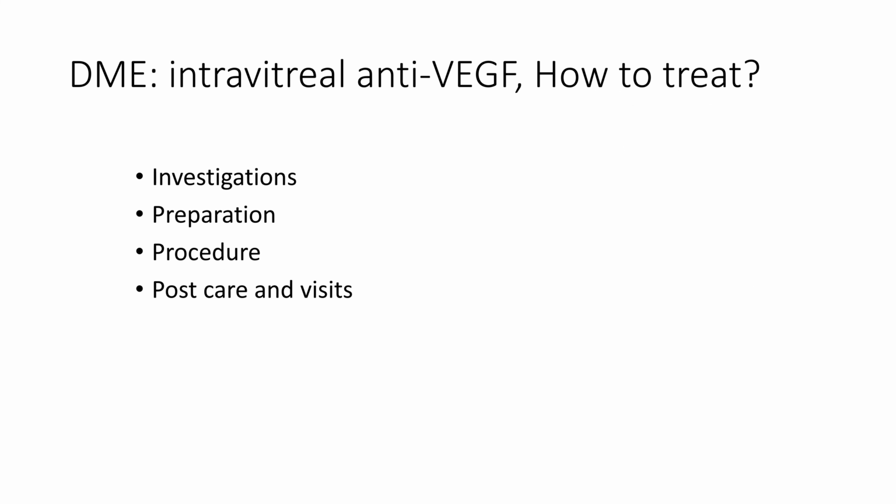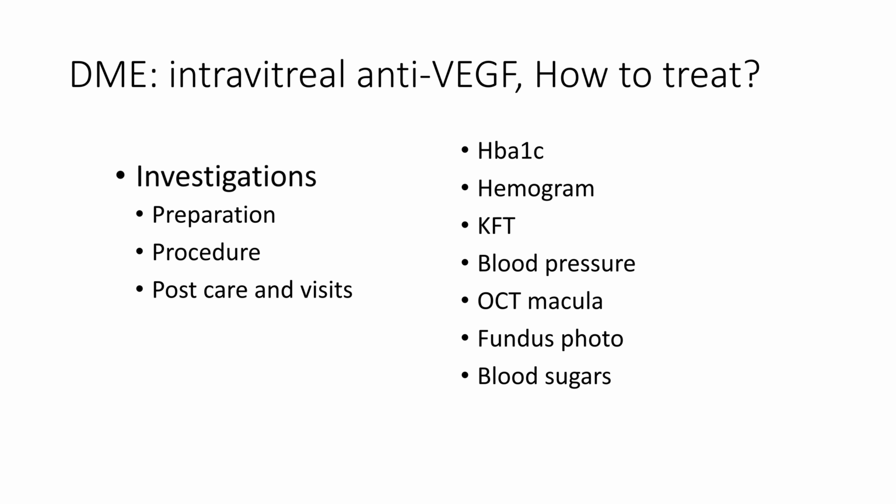Coming to how I treat my patients, these patients are subjected to these baseline investigations when the plan to inject anti-VEGF is made. So we have glycosylated hemoglobin, a hemogram, kidney function test, blood pressure, OCT, macular fundus photo, and blood sugars. Each one of them has an importance, because glycosylated hemoglobin gives you a very exact idea about chronic control of blood sugar, which is so very important.